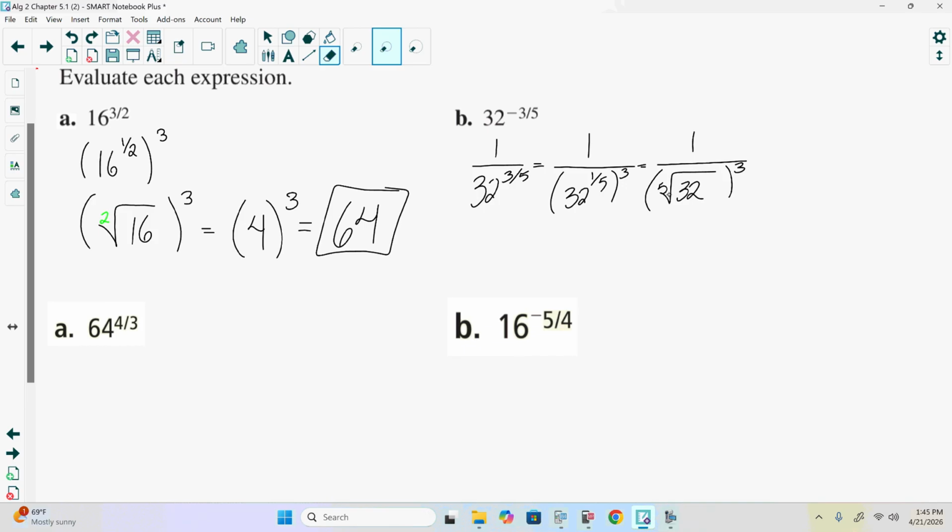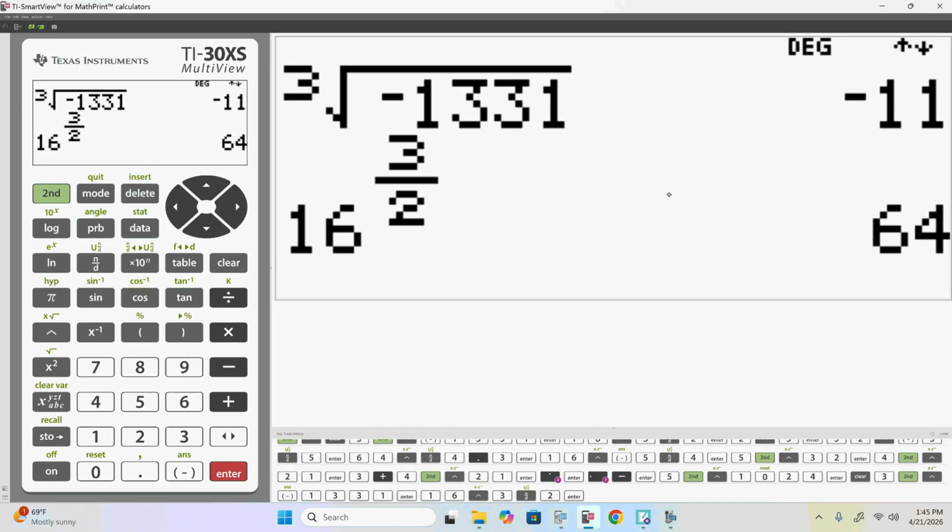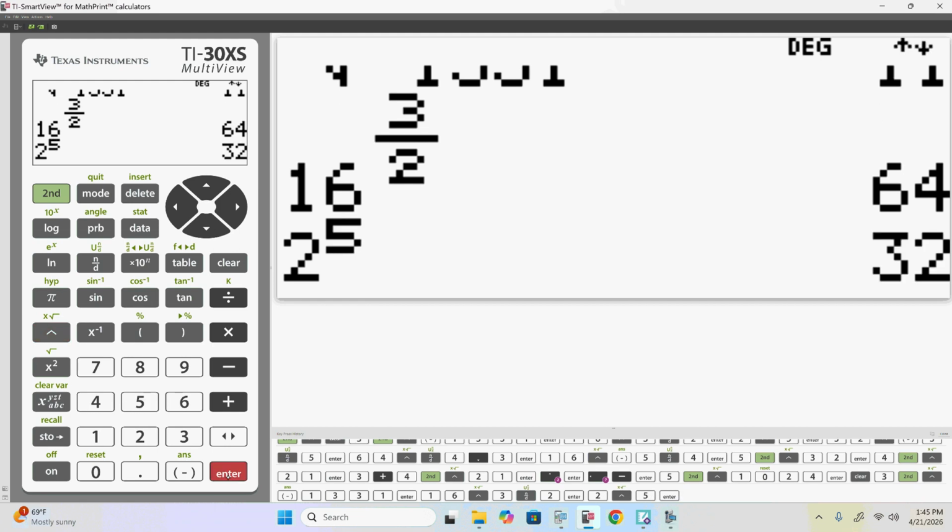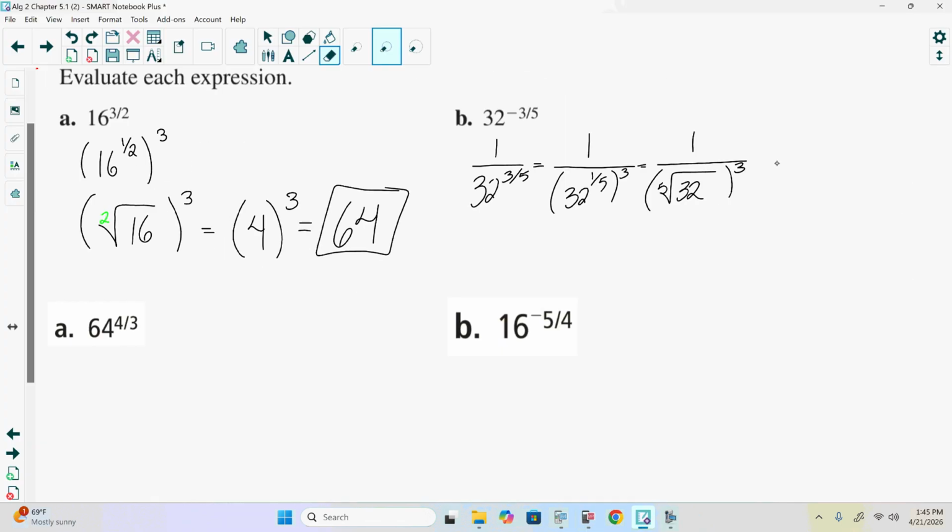32, in the grand scheme of things, is a smaller number, so its 5th root should be even smaller. And it actually works out to be 2, because 2 to the 5th is 32, telling us that we have 1 over 2 to the third. 2 to the third is 8, which is really telling us 32 to the negative 3/5 is 1/8.